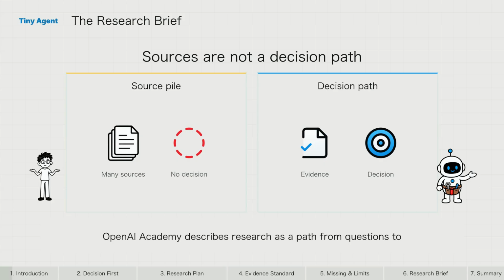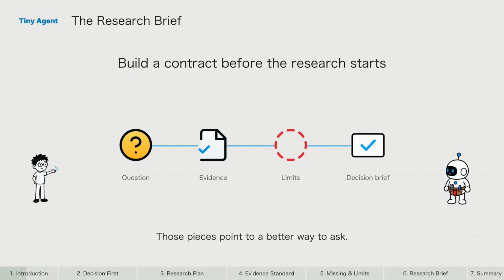OpenAI Academy describes research as a path from questions to evidence-backed insights and decisions. Its guidance separates fast search from multi-step deep research and recommends an outline, sub-questions, a source strategy, evaluation criteria, citations, and an explicit account of what is still missing. Those pieces point to a better way to ask.